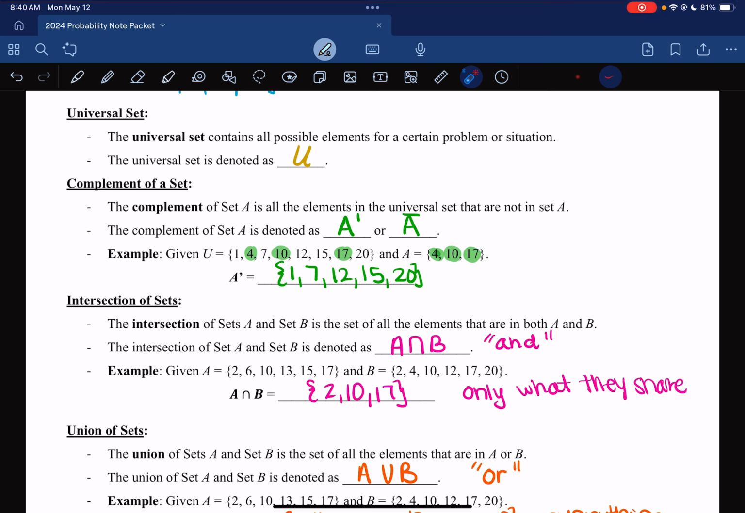So here we have the universal set, and here we have set A. If we want the complement of A, we want to just take all the numbers out of A, and what's left is the complement.